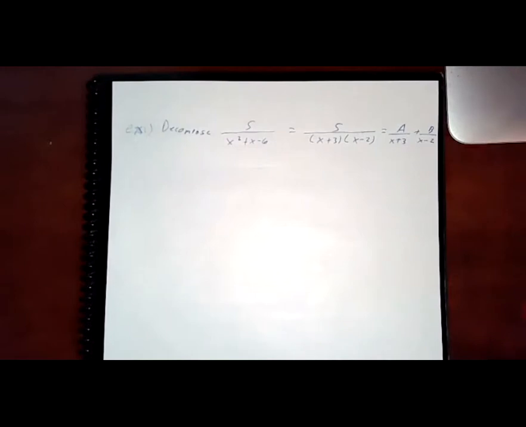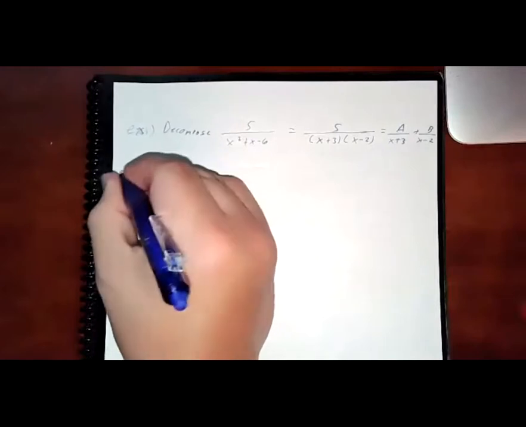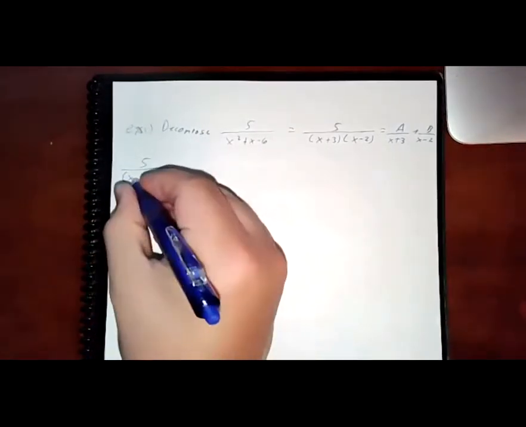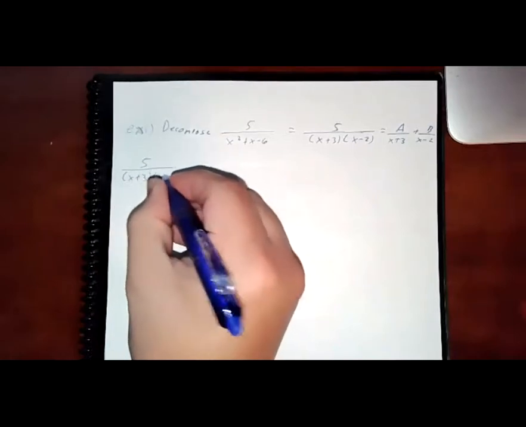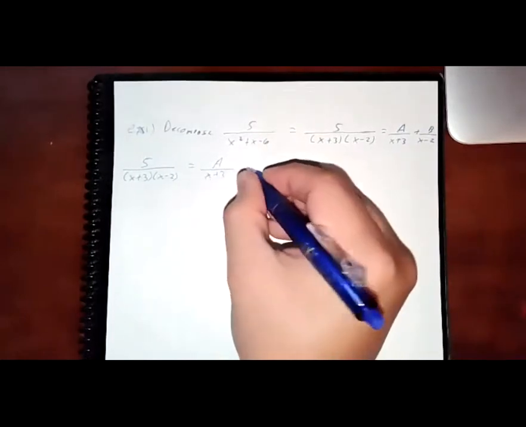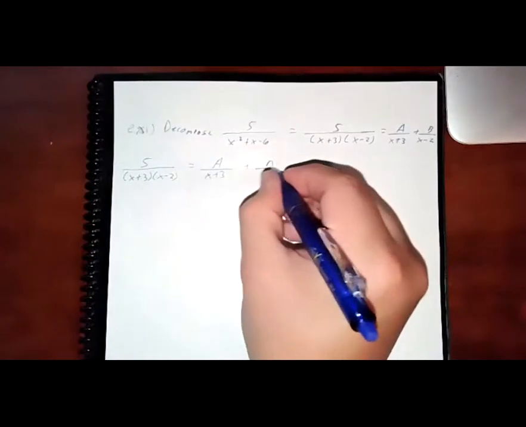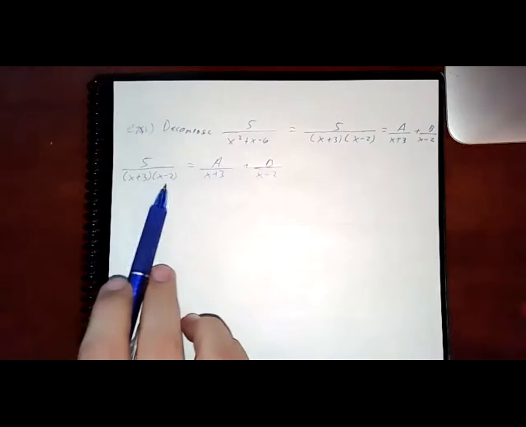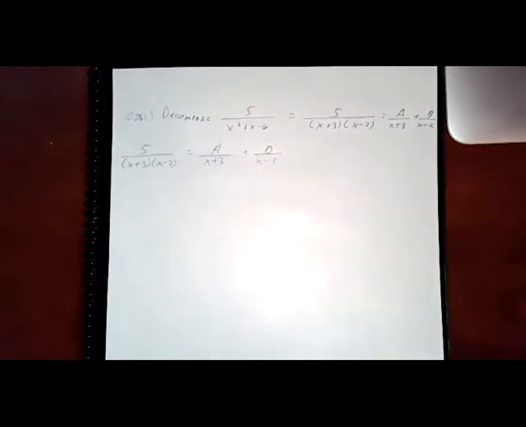Okay. So let's start right here. I rewrite it down here because it looks kind of messy. So it's 5 over x plus 3 times x minus 2 equals a over x plus 3 plus b over x minus 2. Now, it doesn't matter what order you put these. It's going to be fine.